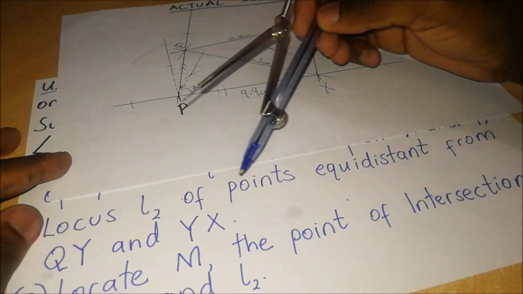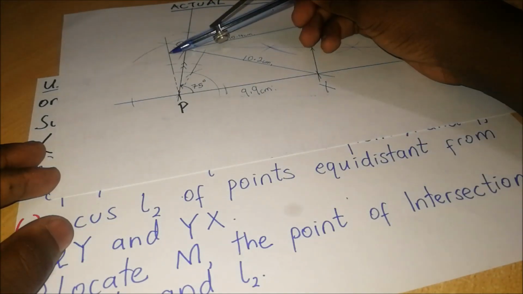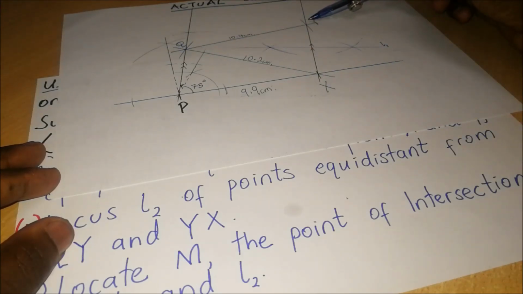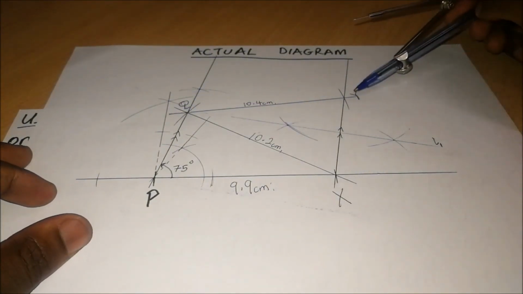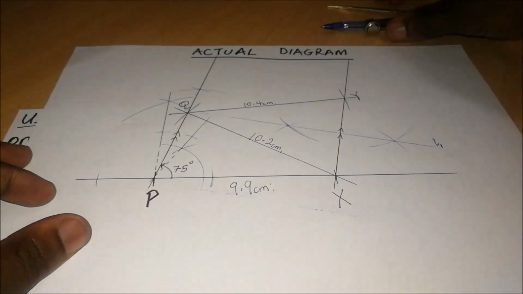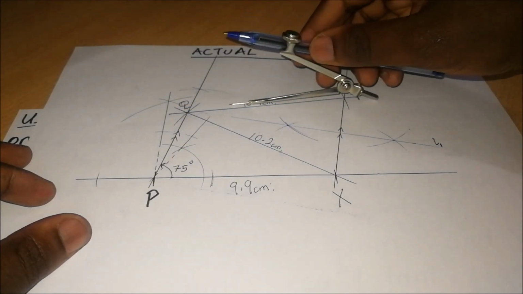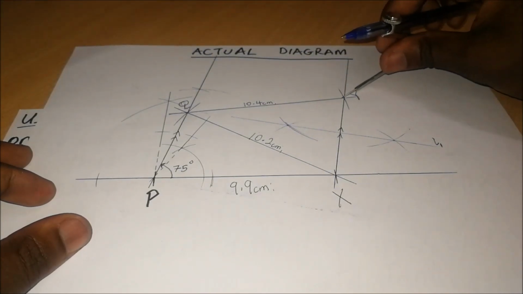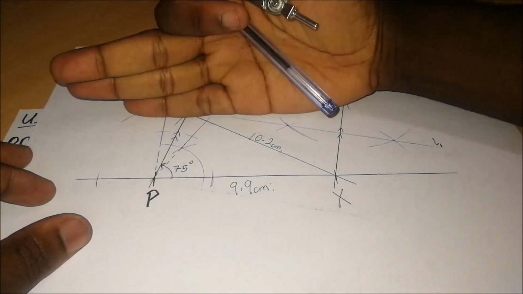They want a locus L2 of points equidistant from QY and YX. So we have this line QY and YX. They want a locus of points that is equidistant from this line and that line. So if we are to get a point or a locus of points that is equidistant from QY and YX, it means that we're supposed to draw a line in between there. That is the locus of points that is going to be the same distance from this and that.